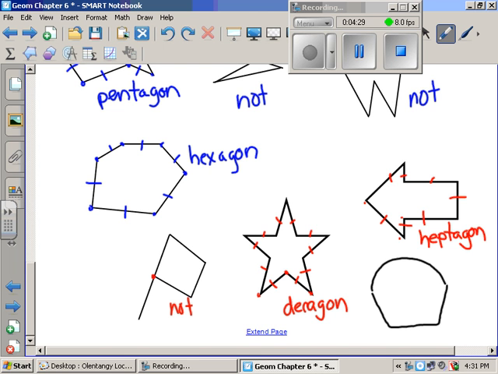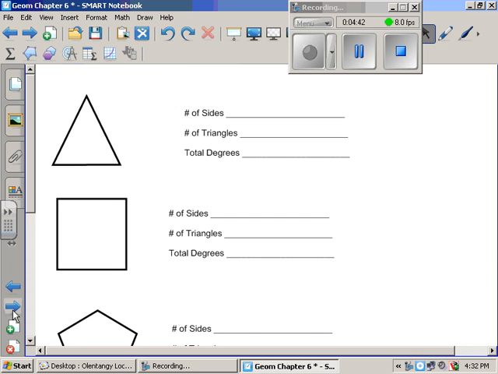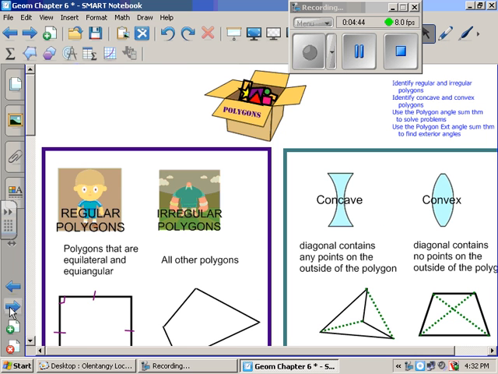Okay? This one, last one, is not made of all segments. This one is curved, so it's not a line segment. So this is not a polygon.